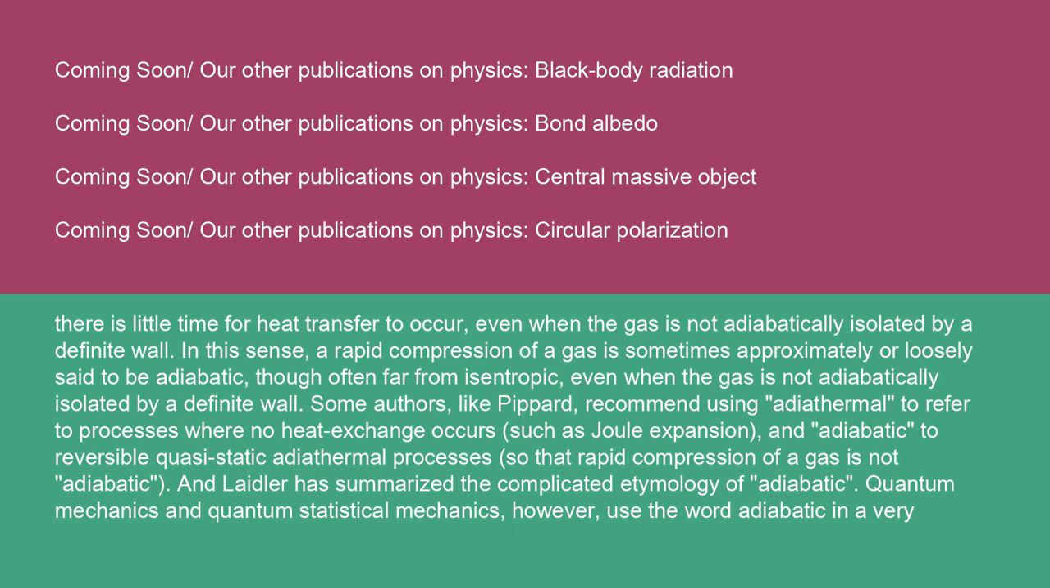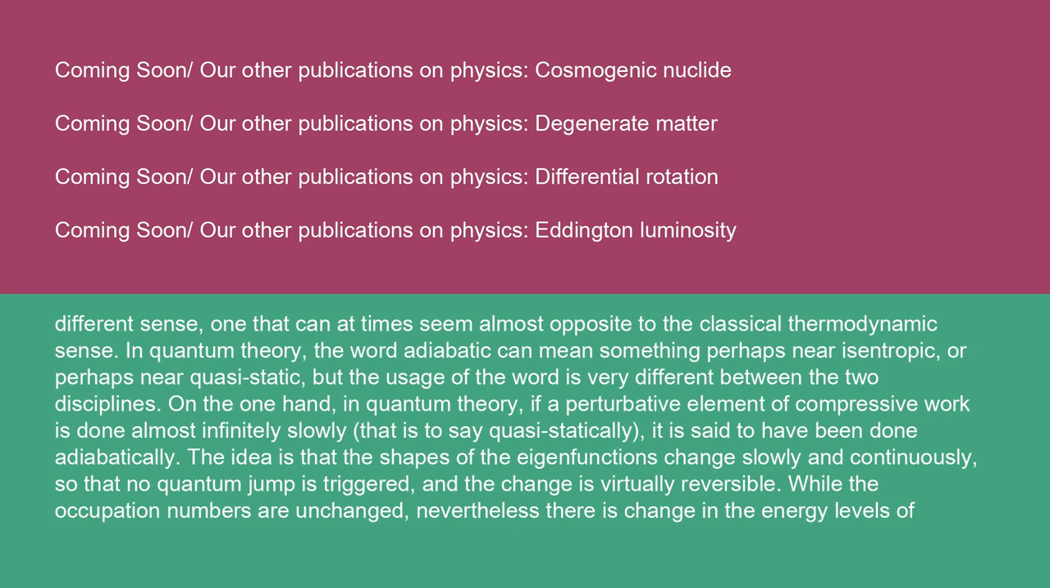Quantum mechanics and quantum statistical mechanics, however, use the word adiabatic in a very different sense, one that can at times seem almost opposite to the classical thermodynamic sense. In quantum theory, the word adiabatic can mean something perhaps near isentropic or perhaps near quasi-static, but the usage of the word is very different between the two disciplines. On the one hand, in quantum theory, if a perturbative element of compressive work is done almost infinitely slowly, that is to say quasi-statically, it is said to have been done adiabatically.